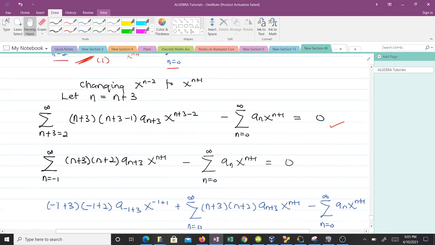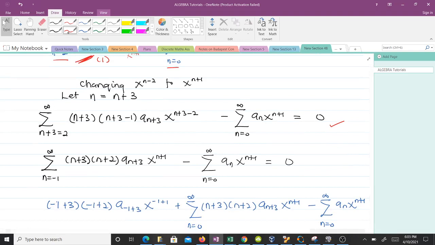So now when we make our evaluation, you see here for instance, you have n plus 3 equals 2. So you get n will be equal to 2 minus 3, which is minus 1. So that's why you have minus 1 here. Then n plus 3, n plus 2, a n plus 3, x to the n plus 1. So you can see now this and this are the same, right?